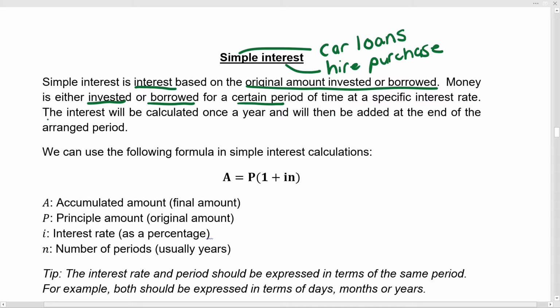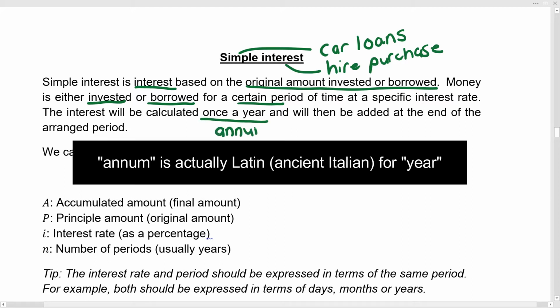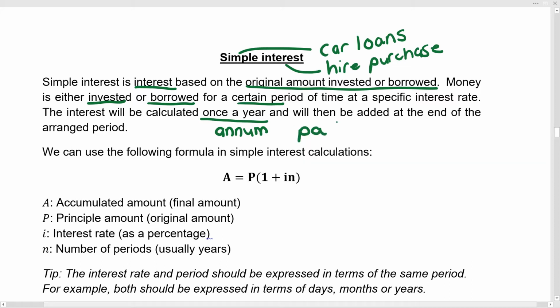For simple interest, the interest is calculated once a year, and we often use the word annum. And per year is PA, per annum. And then it will be added at the end of the arranged period. And then you will need to pay off the amount that you borrowed as well as the amount of interest.